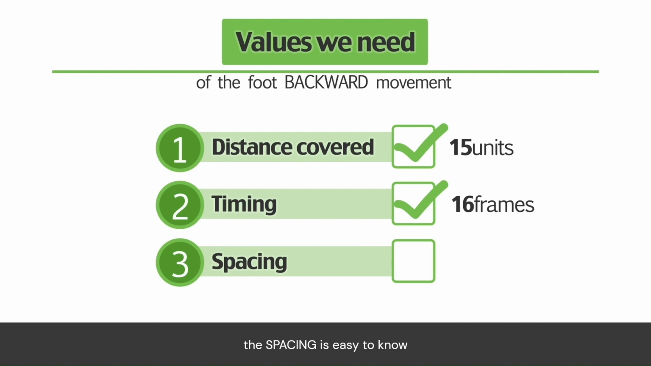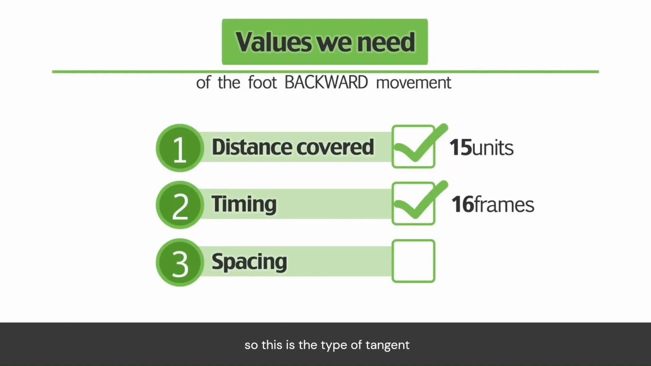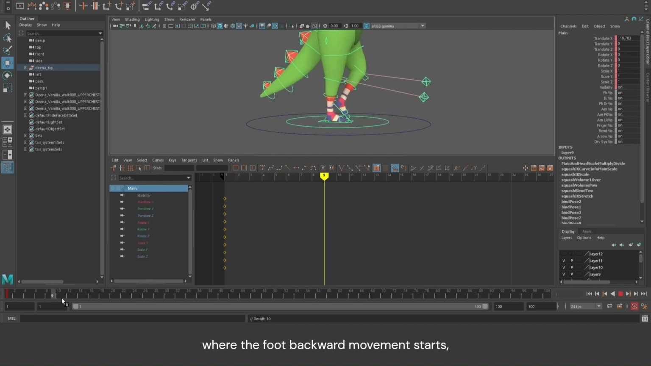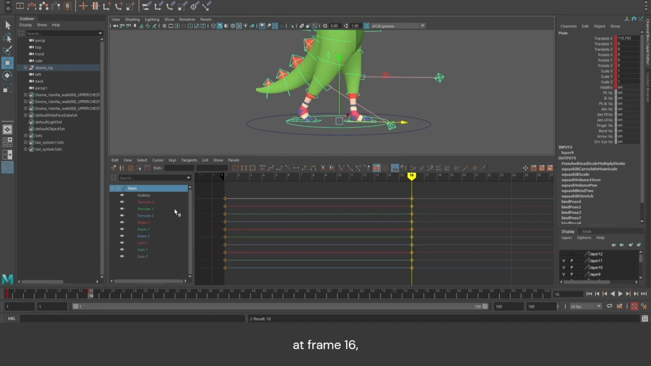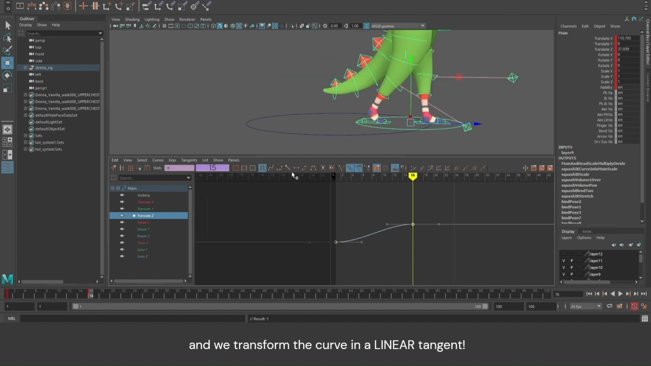The spacing is easy to know because we need the same spacing as the backward slide of the feet, and we know that this movement is always in linear tangents. So this is the type of tangents we will apply also to the main control. So we select the main control and we set a key at frame 1 where the foot backward movement starts, and another key where the foot backward movement stops at frame 16. On this frame, we apply to the main control the same distance covered by the foot, so 15 units. And in the graph editor, we transform the curve into linear tangents.